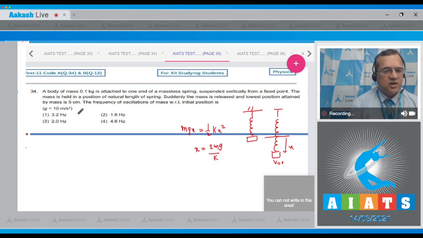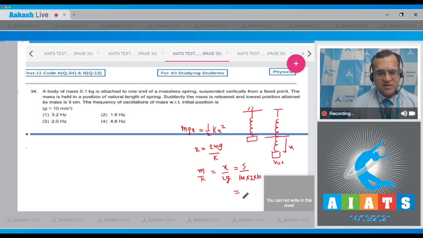Now this x is given to you as 5 cm. From here you can find m by k. So m by k is equal to x upon 2g. x was 5 cm, and g is given as, let's take, 10. So this is equal to 1 by 400.